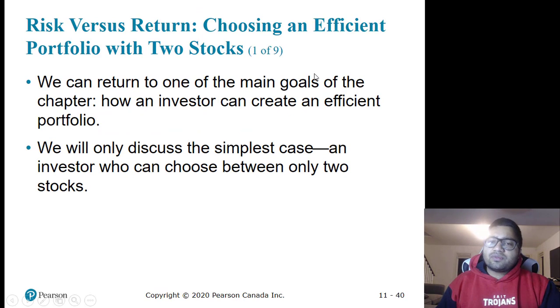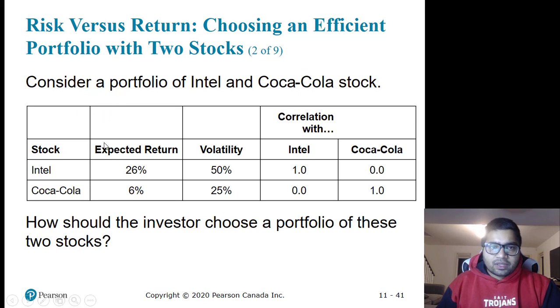We can return to one of the main goals of the chapter: how an investor can create an efficient portfolio. We will start with a simple case, an investor who can choose between two stocks. So consider a portfolio of Intel and Coke.